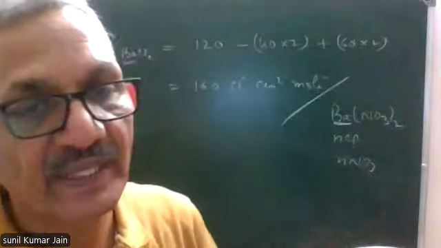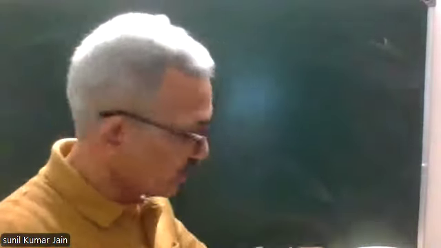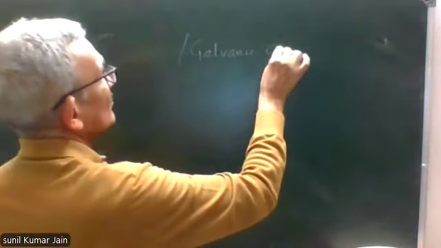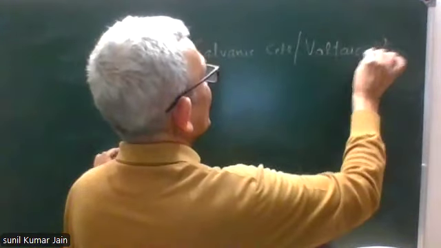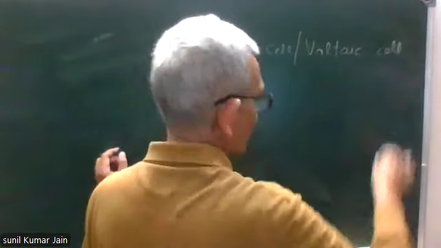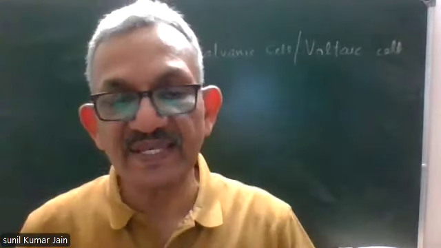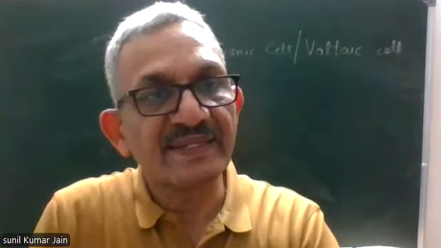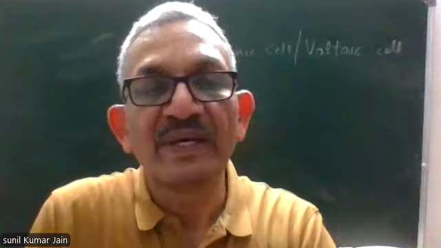Right, on to the next topic: electrochemical cell, also called galvanic cell, also called voltaic cell. As I said, it's a repetition, so please, we can be a little fast.